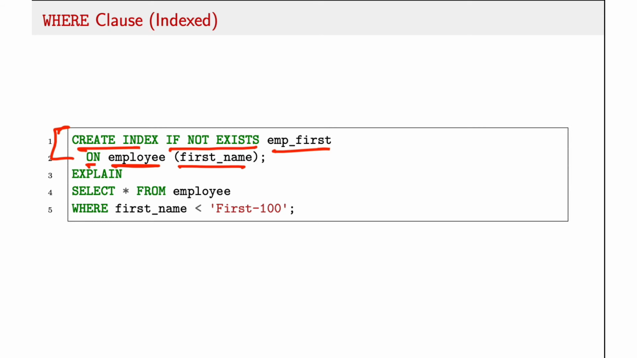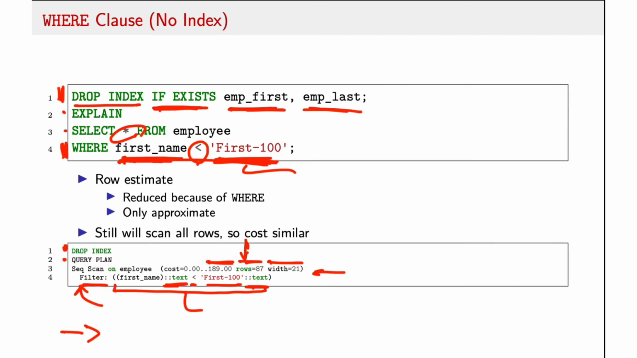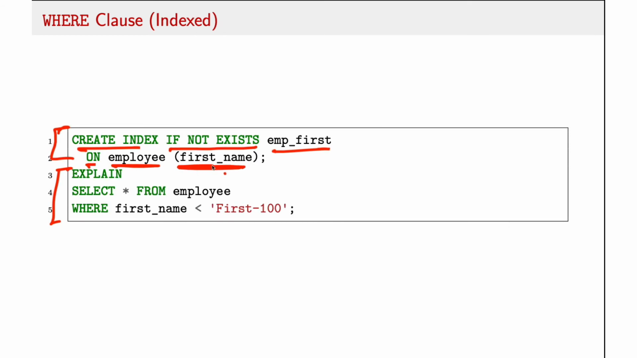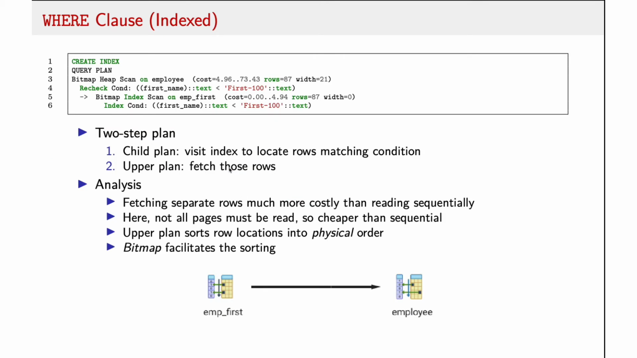So at this point, when we do a query that involves the first name, the query planner is going to know that we have already created an index for that particular column in this table, and it's going to take advantage of that. Important to note here that this query is exactly the same as the query that I did back here, except now I have an index defined on employees' first names. All right, so let's look at the query plan.